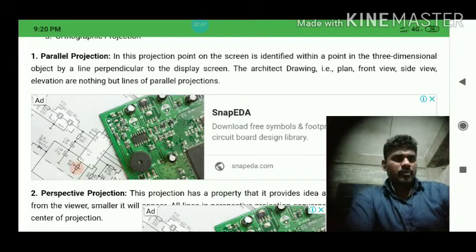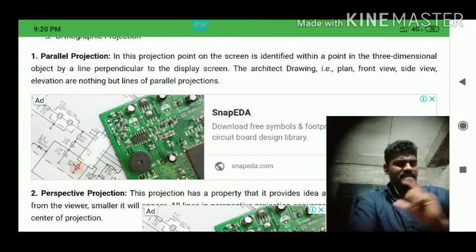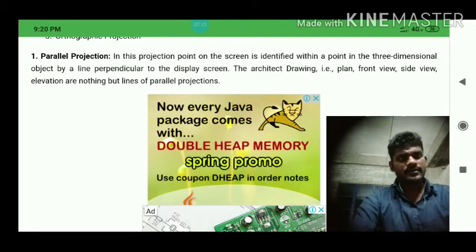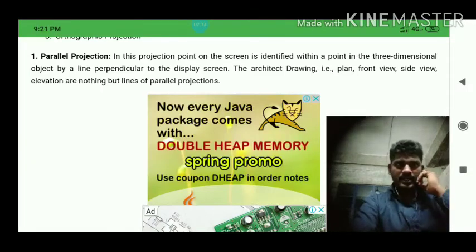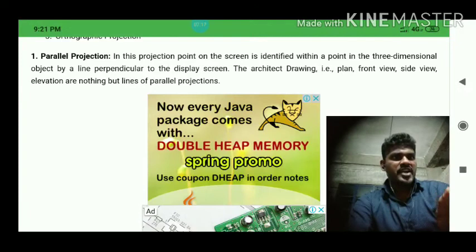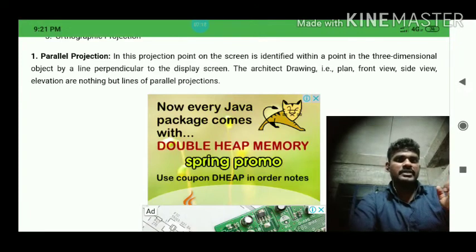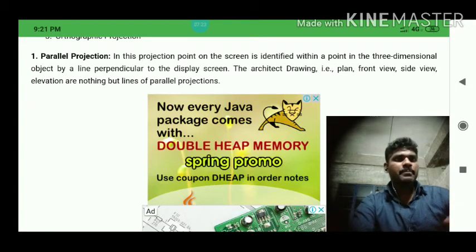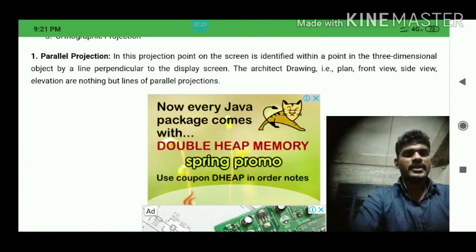Identify what projection is: drawing on a screen. Draw the three-dimensional object on the screen two-dimensionally. That is called projection. What is it telling here? Identify a point in the three-dimensional object by a line perpendicular to the display screen.